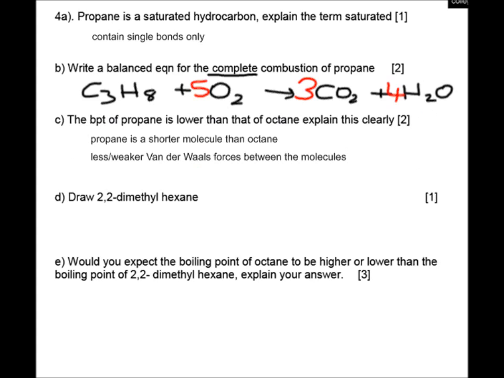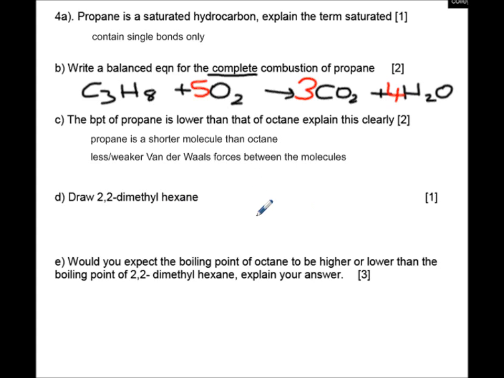Part D then, you have to draw 2,2-dimethylhexane. Now this question doesn't specify whether it wants a structural, a skeletal or a displayed formula, so you would get the mark for the correct structure however you drew it. I would always go for skeletal because it will save you time.